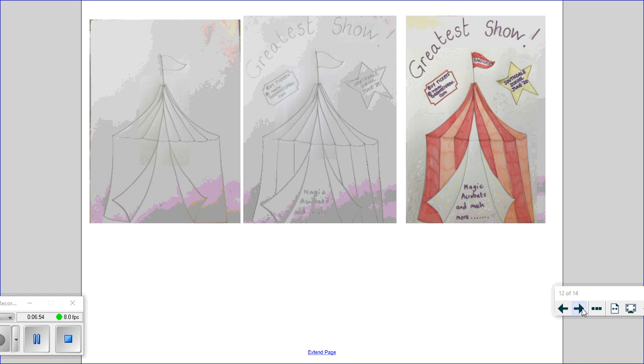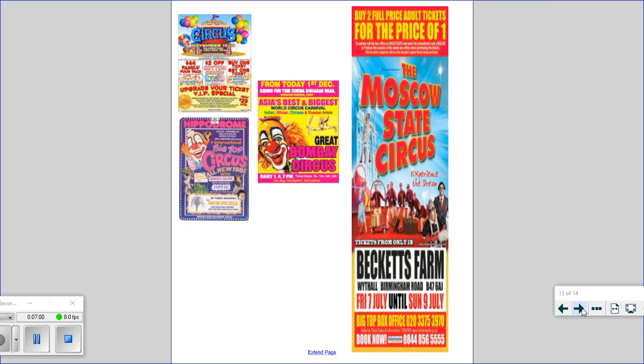So I'm sure you can do a much better job than I have. That's just to give you an idea of the process I went through. And just to finish, here's some other examples of circus adverts that you might want to look at when you're coming up with your ideas. So again, you can see the colours they've used, the graphics that they've used, and also the kind of information that they're including on their advert.